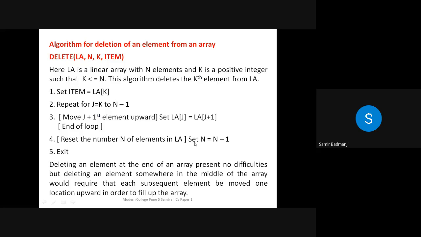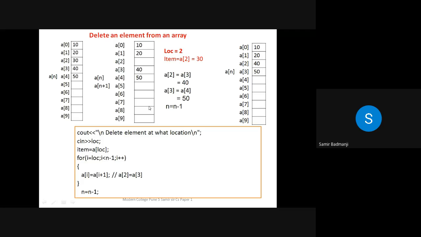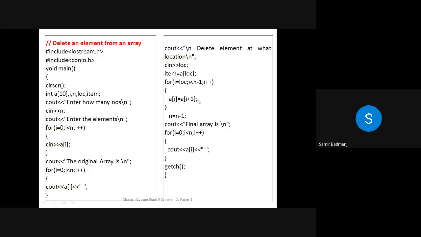Reset the number of elements later. N is equal to, suppose 5 numbers you have inserted, finally n will be n minus 1. Deleting an element at the end of an array presents no difficulties. But deleting an element somewhere in the middle of the array would require that each subsequent element be moved one location upward in order to fill up the array. So this I have just shown. So this program is there for deleting an element from an array. You can also try this at home.